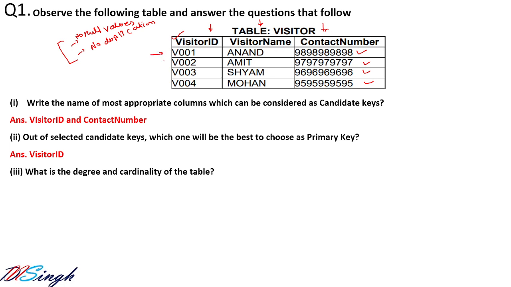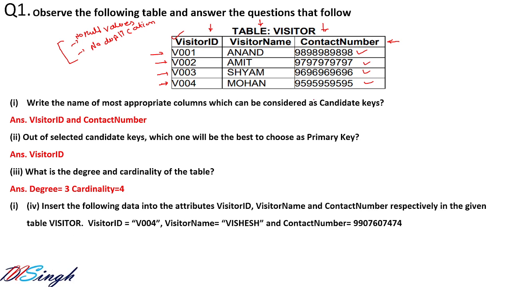Number of data rows. You can see here you have how many? 4 data rows. So this is what? Cardinality of the table. Number of data rows are how many? 4. So this is the cardinality. Remember, we will not take header row into account because this is a part of table structure. Let us see the answer. Degree is what? 3 and cardinality is what? 4. Fine. Cardinality is 4 because there are how many rows available? 4 data rows are available.